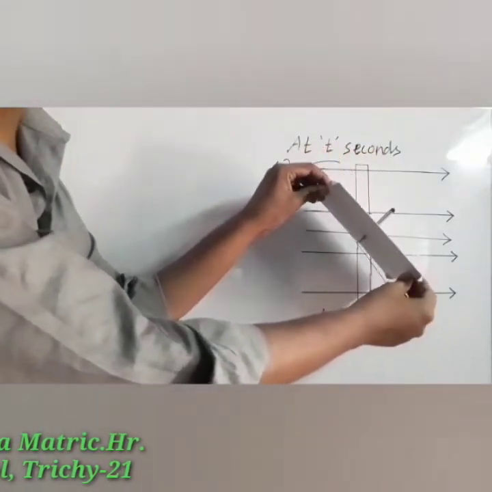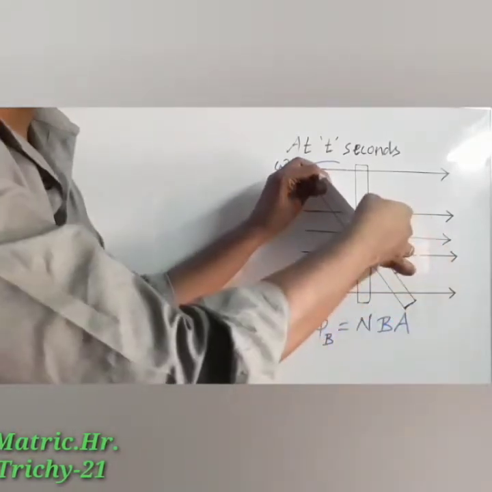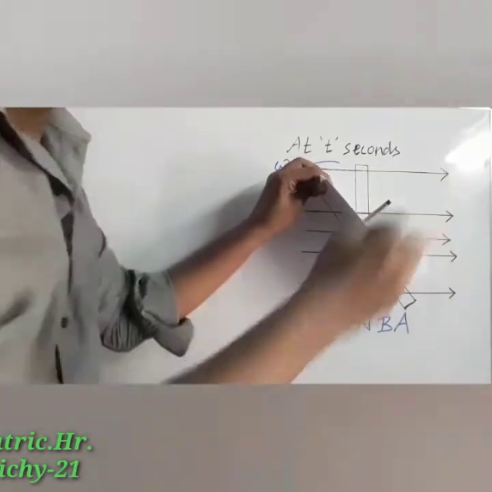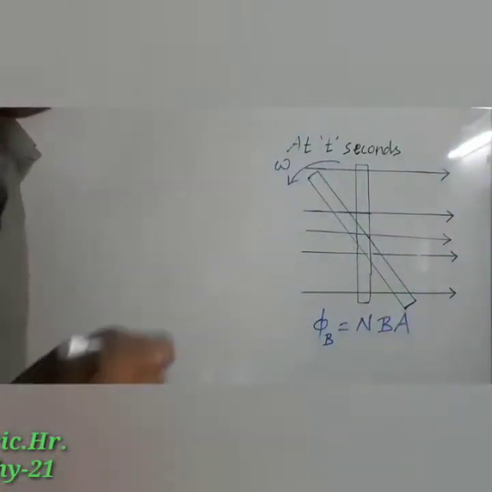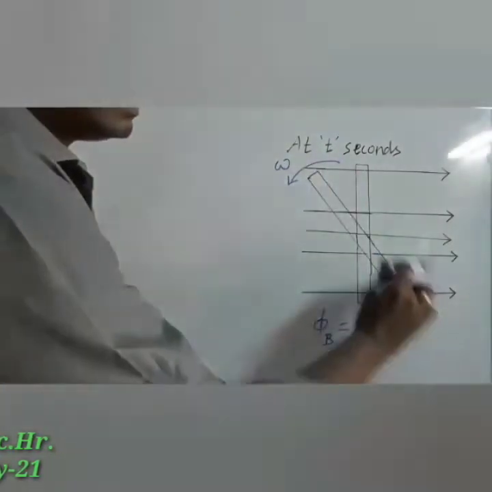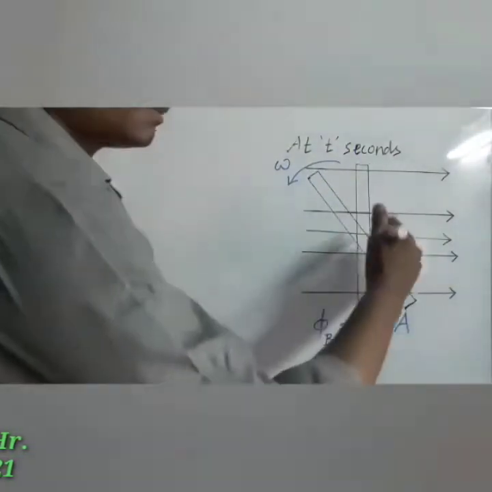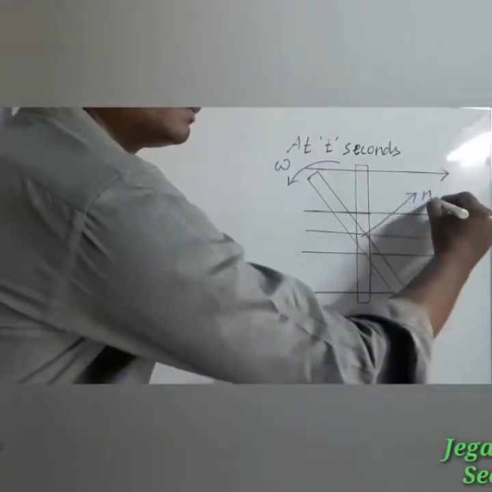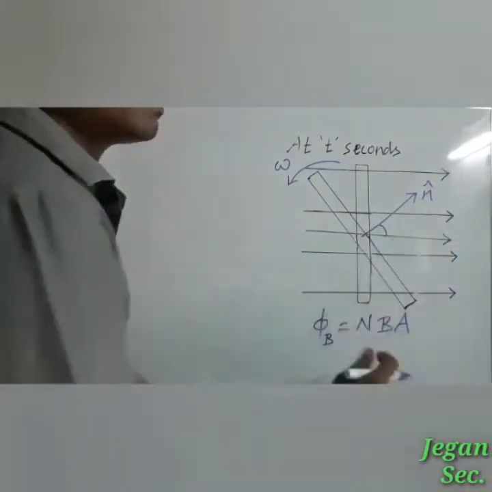Now after t seconds, it is shifted. The coil is rotated like this. Now the normal makes a particular angle with the magnetic field line. To find the angle theta, here is the new position of the coil. What is the normal? That is nothing but a perpendicular line to this plane. So you have to draw the perpendicular line like this. It is only the normal of the coil that makes the angle theta with this magnetic field.